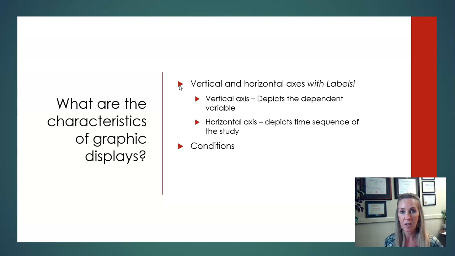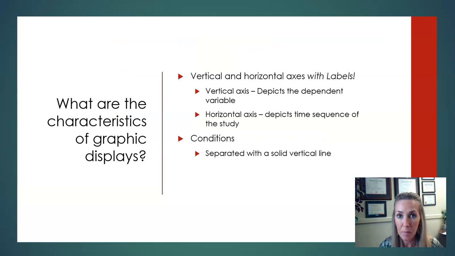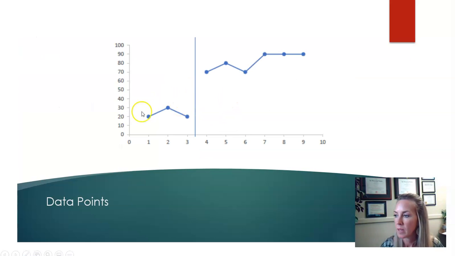Next, we need to have our conditions. The conditions are the phases of the study, baseline or intervention, and it's usually separated by a solid line. Here we have baseline, condition change line, intervention. Data points obviously have to be on our line graph. We use black solid circles. Other shapes can be used if there's more than one dependent variable being plotted on the same graph. See here, data points here and data points there. For publication, they need to be black. However, Excel will automatically populate it in blue.